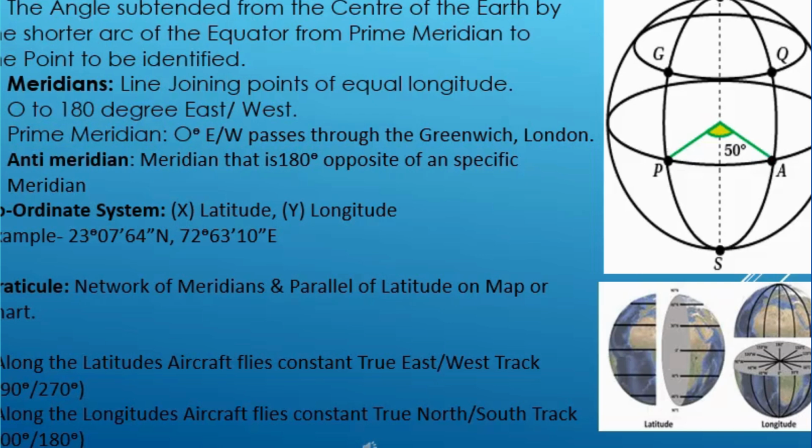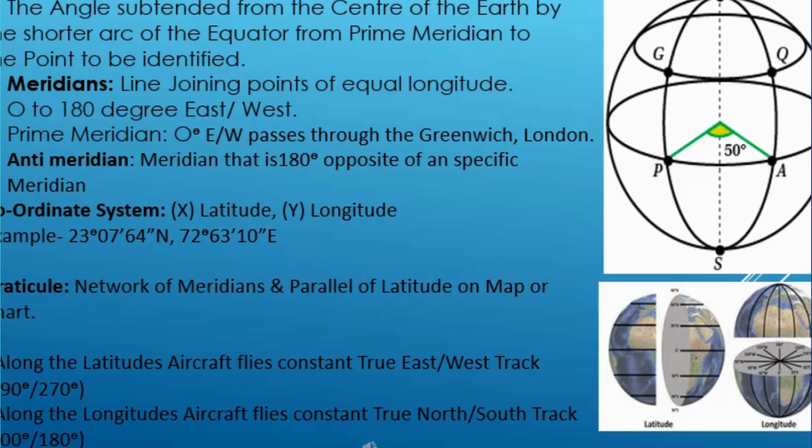And after that, we can see that there are meridians. A meridian is basically the line joining the points of equal longitude. And we have 0 to 180 degrees east and west of the prime meridian. So the prime meridian, which is 0 degrees, passes through Greenwich, London. The east side goes to 180 degrees east and the west side goes to 180 degrees west. So we have a total of 360 degrees of longitude.